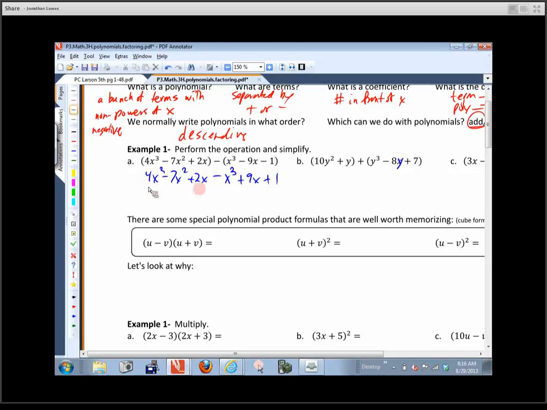So I can put the cubes together, so that's going to be 3x cubed. I can put the squares together. There aren't any other squares, so that's just going to be minus 7x squared. Done with that one. There are a couple of x terms together. That's going to be 11x. Done with that one. And then I've just got that plain old 1 there. And that would be the answer. Okay?